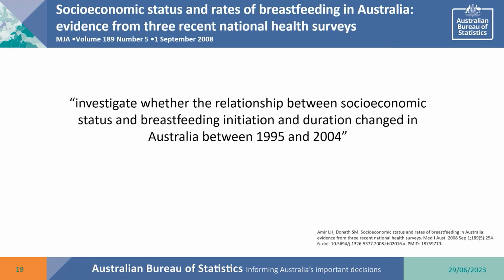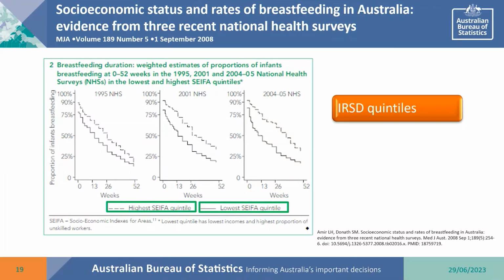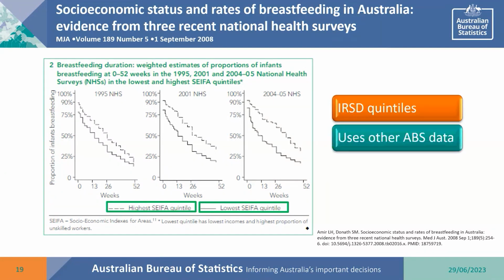In this example, the aim was to investigate the link between socioeconomic status and breastfeeding rates using 3 ABS national health surveys. Here's a graph that was included in the paper that shows breastfeeding duration by numbers for the 3 health surveys. We can see that we have a line for the most advantaged areas and a line for the least advantaged areas, and there's a gap that's getting wider as we go through each survey. This project used the disadvantage index as well as other ABS data, and it focused on area-based analysis. Using SEIFA for this kind of project reveals how health outcomes differ between relatively advantaged and disadvantaged areas, which could lead to targeted programs to address that gap.